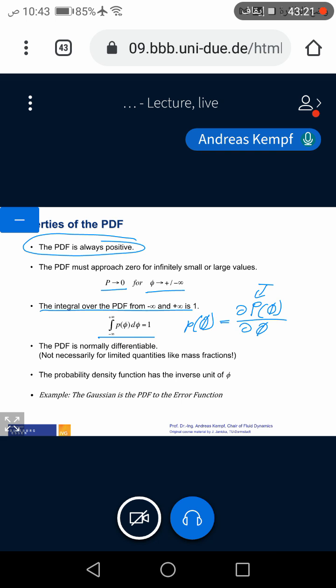Normally the PDF is differentiable. This is not necessarily the case for limited quantities like mass fractions. What does this mean?